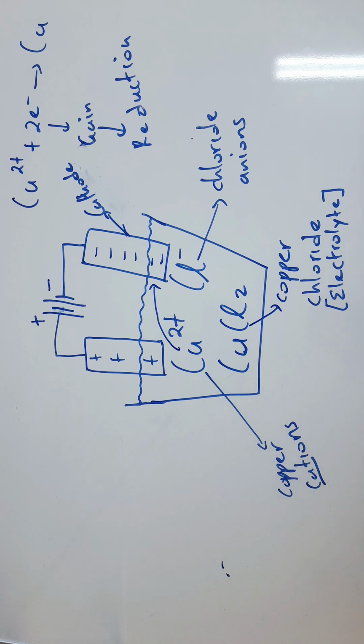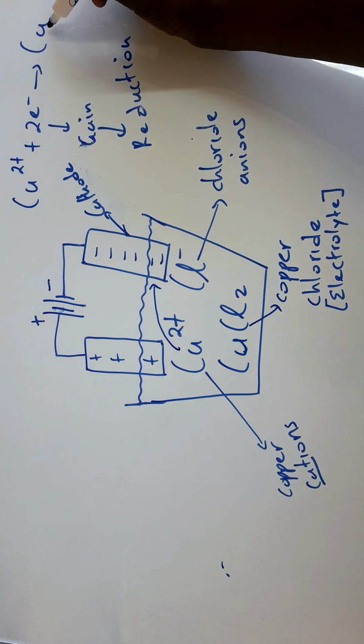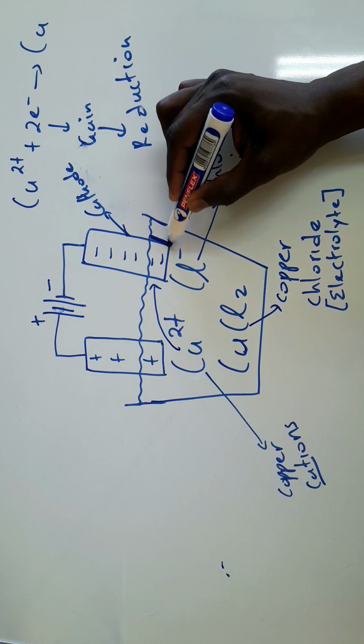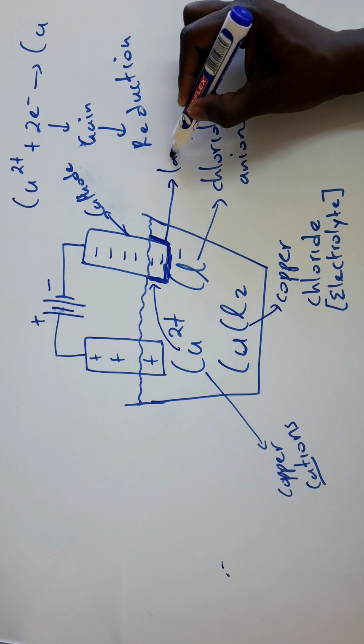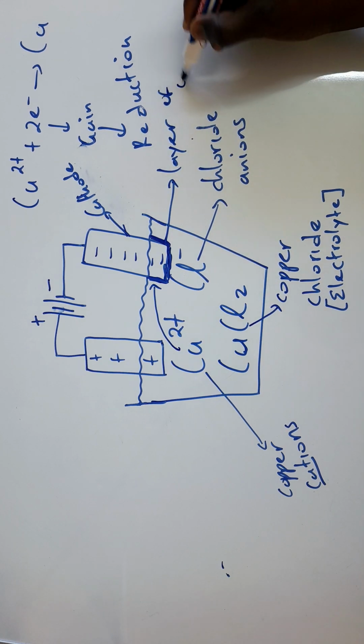Okay, so now, as copper is being formed as a product, we are going to see a layer of copper being deposited on top of the electrode, on top of the graphite. So the observation at that electrode will be a layer of copper.